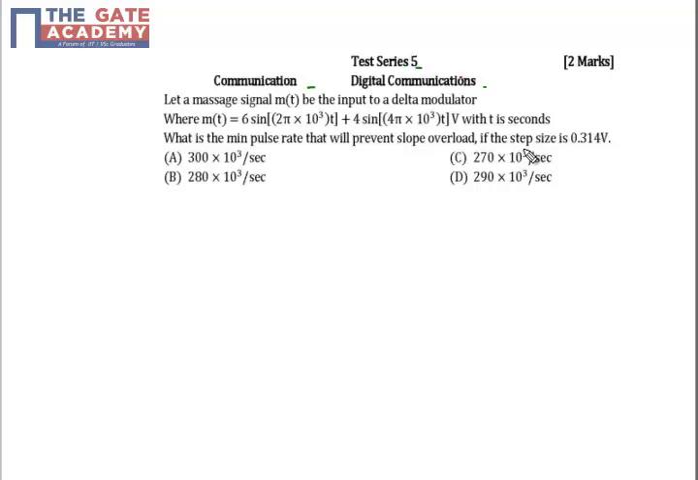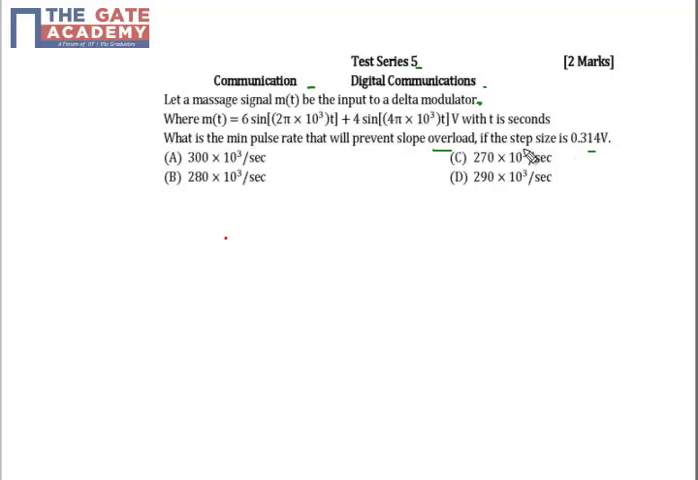The question says that we have one message signal m(t) which is an input to a delta modulator. The message signal m(t) is defined as 6 sin(2π×10^3 t) + 4 sin(4π×10^3 t), where t is in seconds. The question asks for the minimum pulse rate that will prevent slope overload if the step size is 0.314 volt. The step size is given to you.